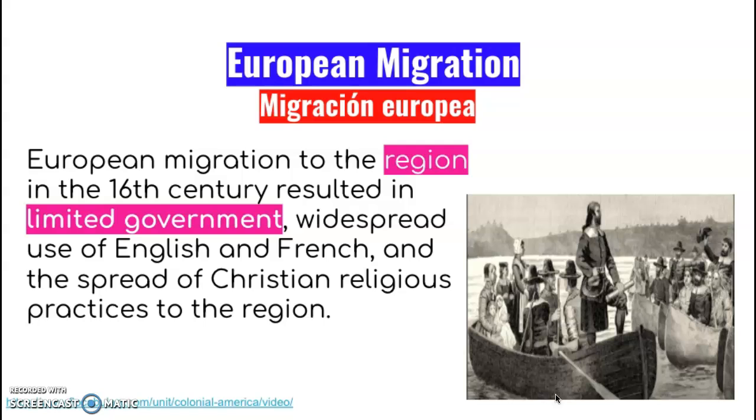Because of the influences of culture, widespread use of English and French, and the spread of Christian religious practices to the region. So when they migrated over to the New World, they brought all these cultural aspects. The cultural aspects being the language and the religion, and the government being the political aspect, is what they were searching for.